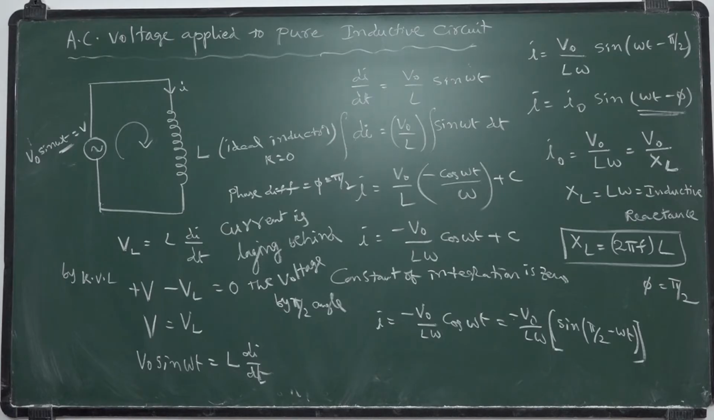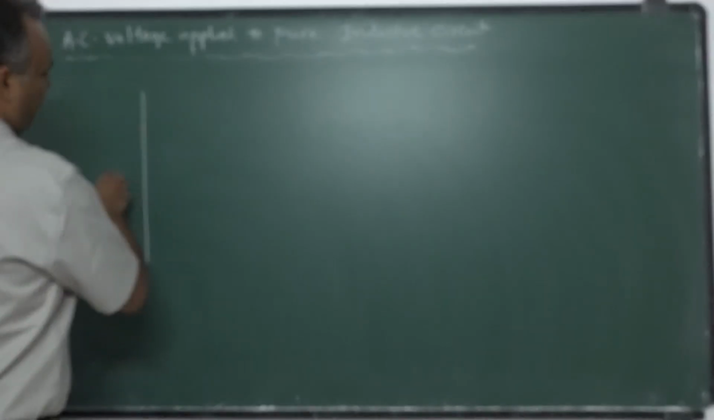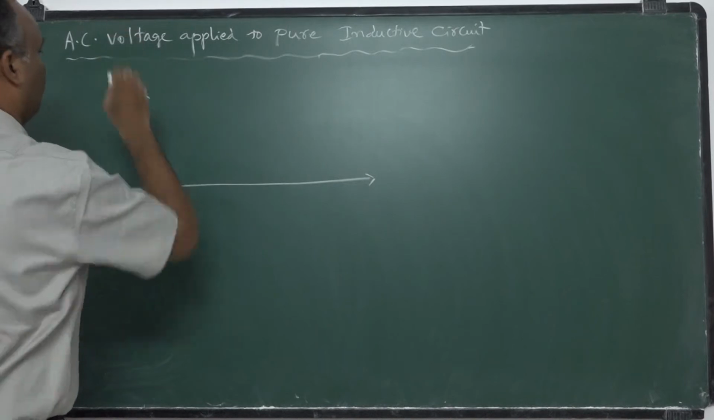Now let me represent the graph between voltage and current. Voltage, current on y-axis and time on x-axis. And also I would like to represent the phasor diagram for the given case. I hope everybody understood what I discussed so far. Now let us discuss the phasor diagram and the general graph between voltage and time and current and time.